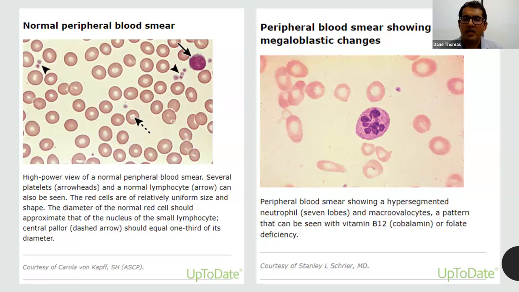And this is a reference site to look at the comparison between a normal peripheral blood smear on the left and a peripheral blood smear from a patient with B12 or folate deficiency. As you can see, the red blood cells are misformed, and a hypersegmented neutrophil is located here, as well as macro-ovalocytes are here.